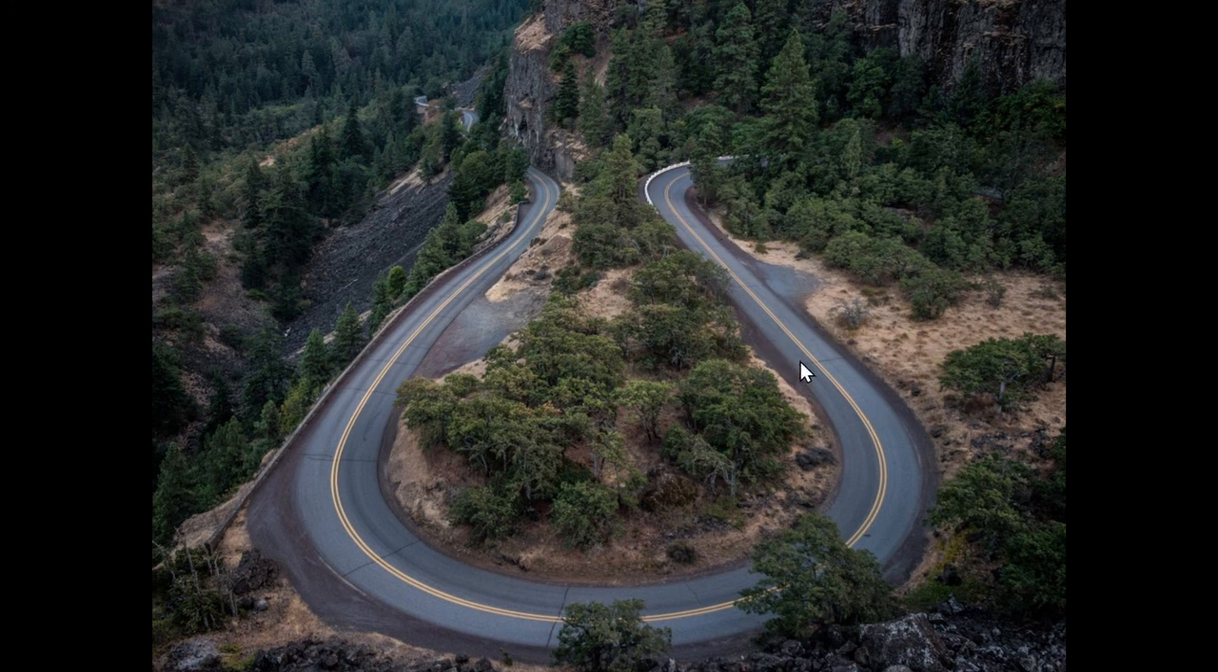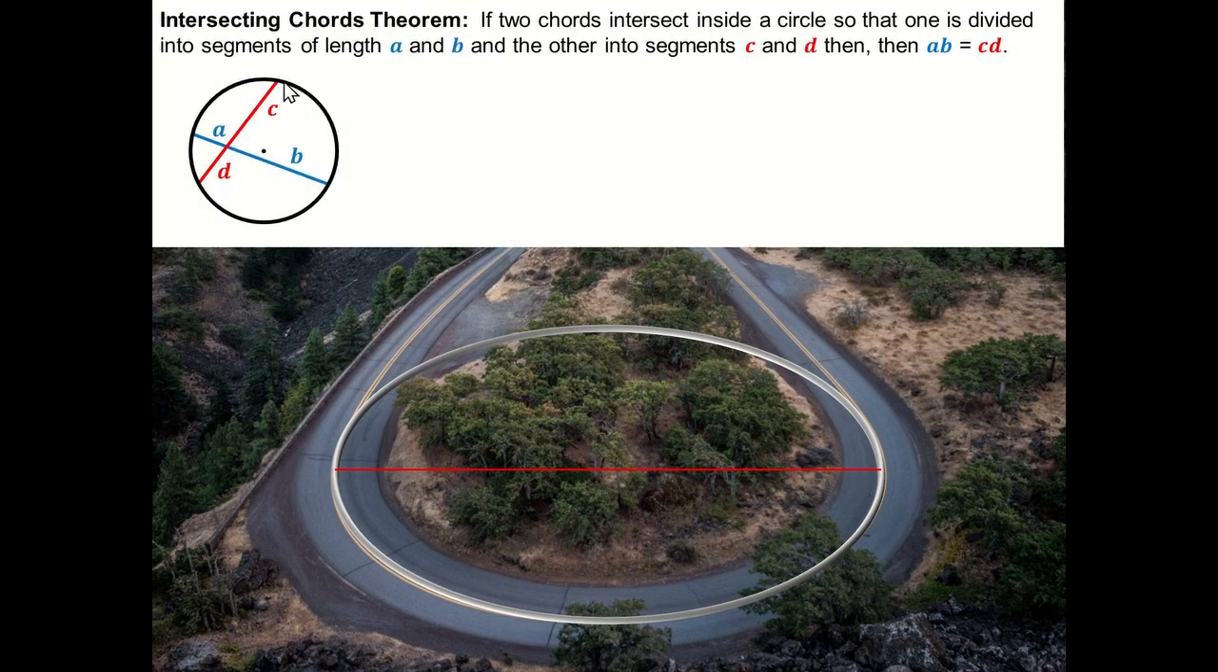Let's say that we're going to go around this turn and we want to calculate how fast we can go and not crash, roll, flip, and burn. So we need to know the radius of that circle. So straight across there. But in the middle there's all sorts of trees and there's rocks and stuff, so you can't easily directly measure from here to there. That's where you have to come up with the intersecting chord theorem.